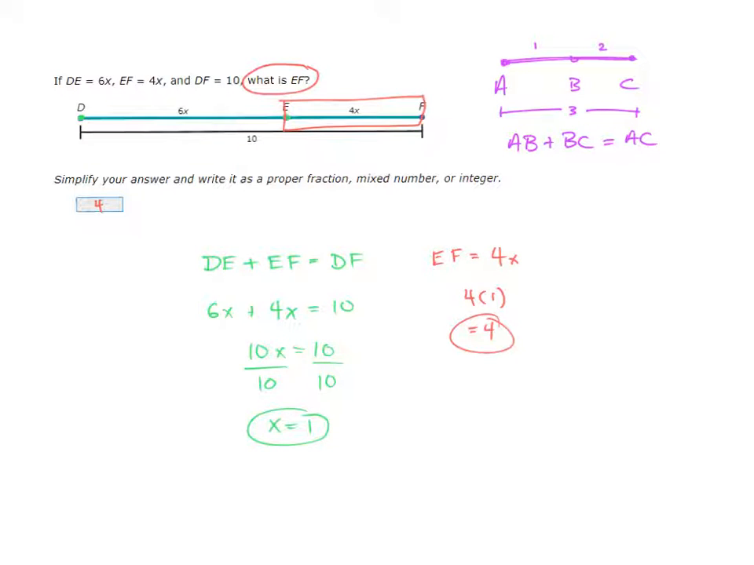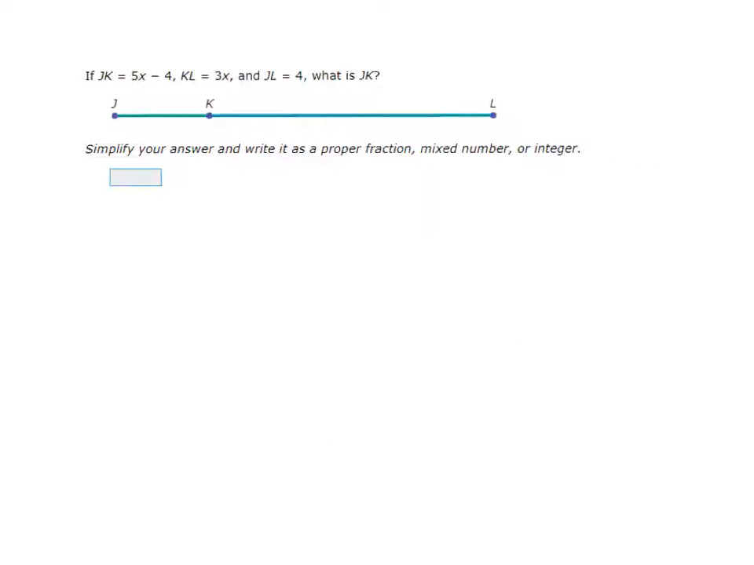Let's take a look at another one. This question could be presented in many different ways, one where they don't really list the values on the number line, but that's easy enough. You could just go to JK here and put the 5x minus 4. KL is 3x, and then the JL here is 4. What I like to do is set up JK plus KL equal to JL. And then I say, okay, I got the 5x minus 4 plus the 3x is equal to 4.